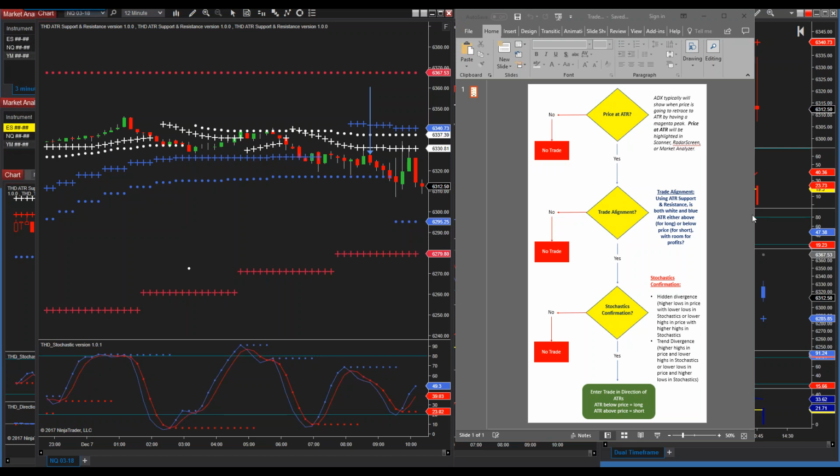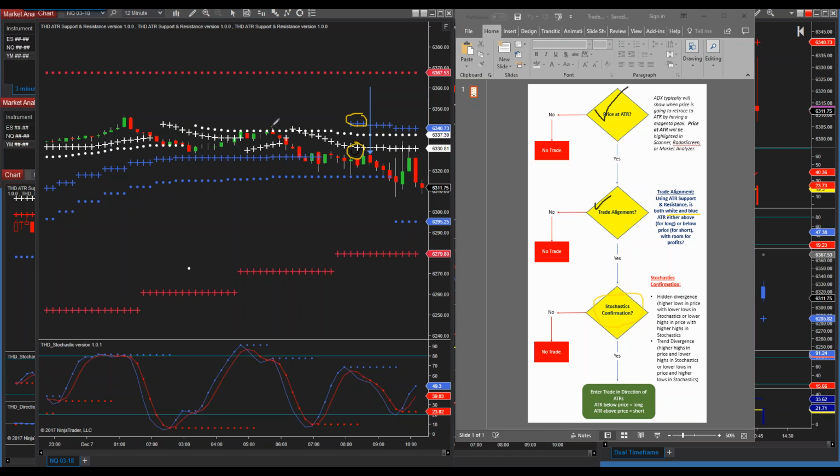Do we have trade alignment? So I'm just going to check these off as I see them. We have trade alignment because I've got a white ATR. Let me change the color on the pen. I have the white ATR and I have the blue ATR. That's two ATRs in my favor. White and the blue. Now, you need stochastics confirmation.